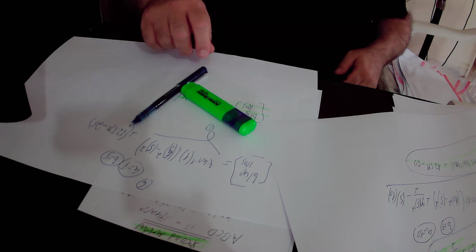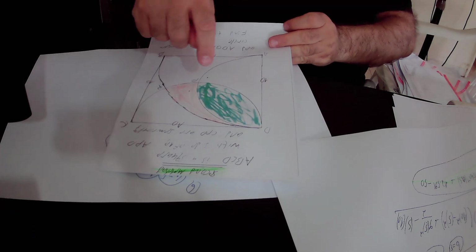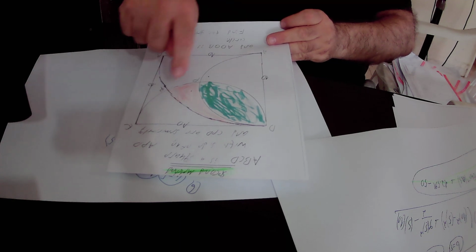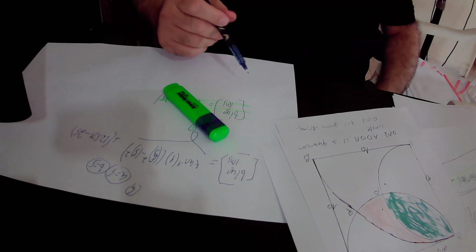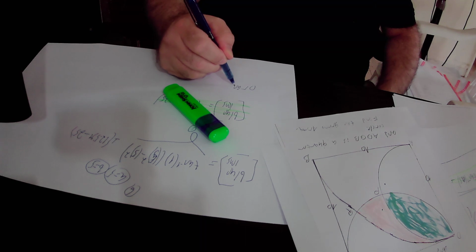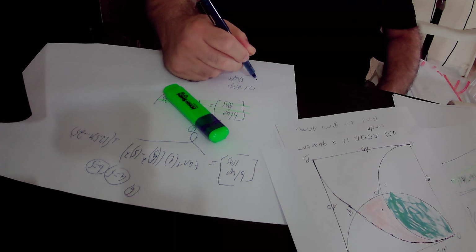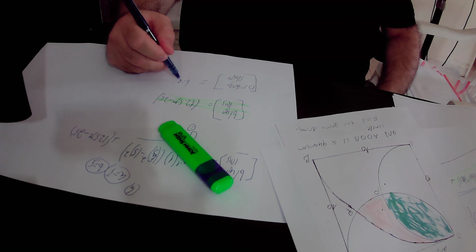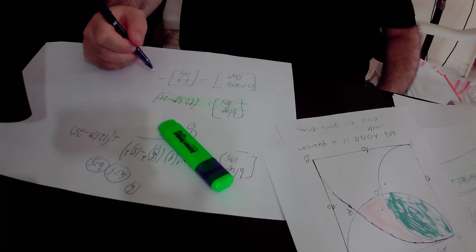I repeat again, the area of the big lens minus the area of the blue lens will give us the area of this orange shape DPQ. Okay, so the area of the orange shape is equal to the area of the big lens minus the area of the blue lens.